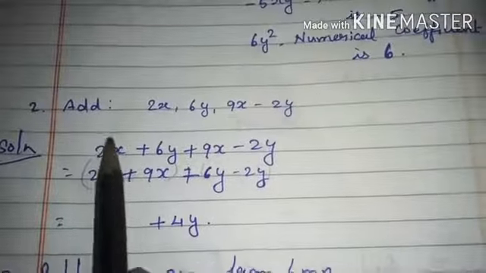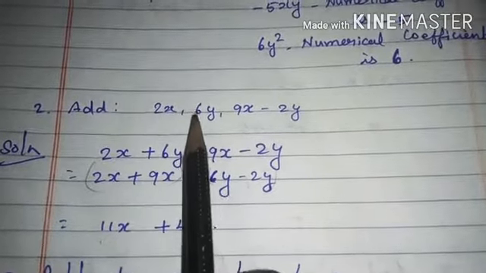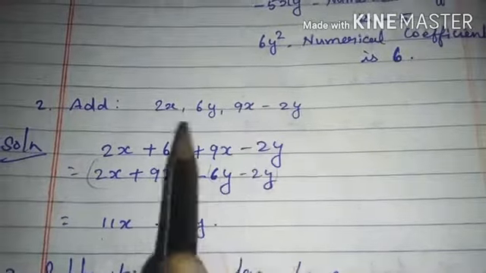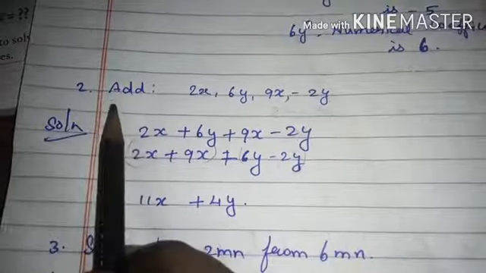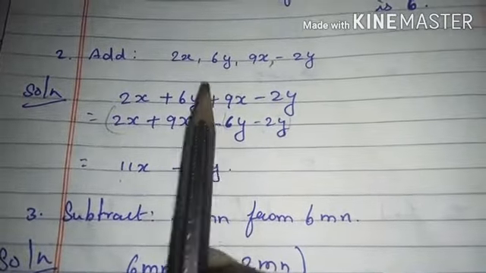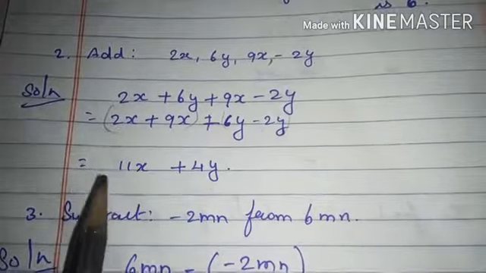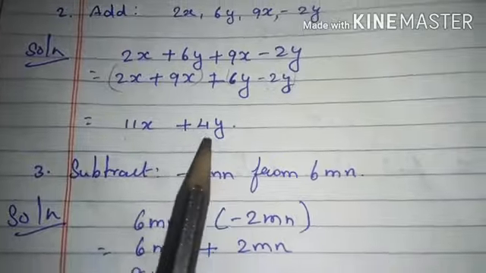Let's see how to add algebraic expressions. For that, 2xy, 6y, 9x and 2y are given. You have to add these 4 terms. Since it is given as addition, you have to put a plus sign in between. Then you have to group the like terms. Then you have to add the coefficients of like terms. We get 11x plus 4y.